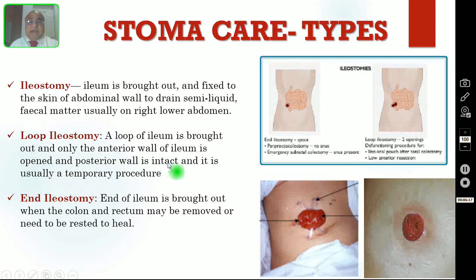The posterior wall is intact, and it is usually a temporary procedure. And you have to put a tube bridge. Yeah, this is the bridge you have to put. So this is the posterior wall is still intact.